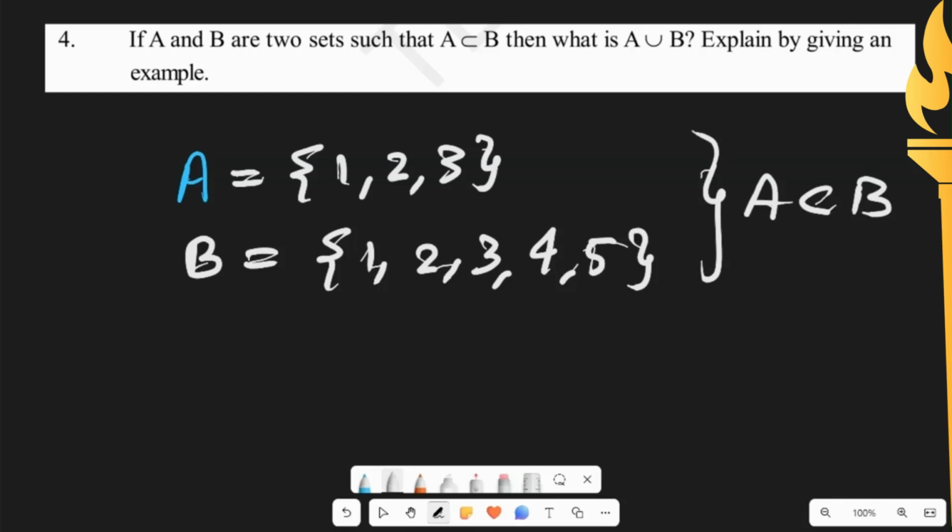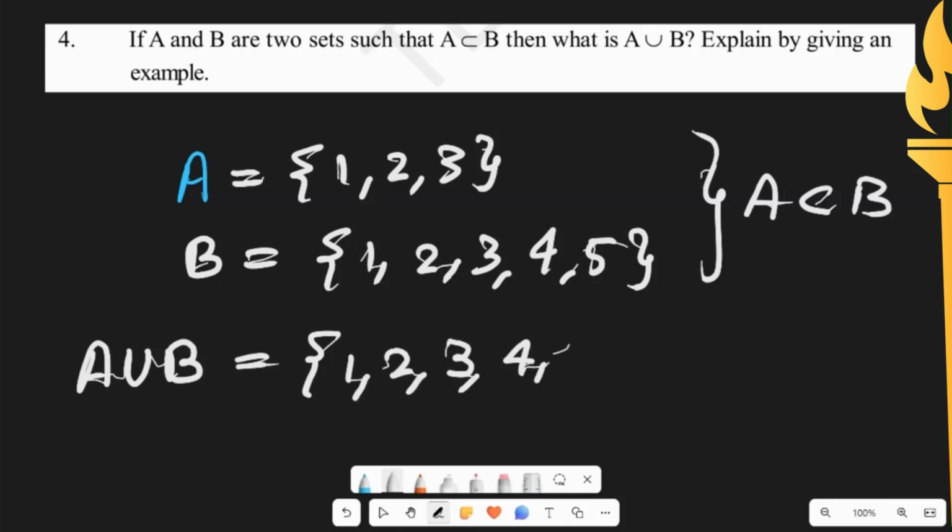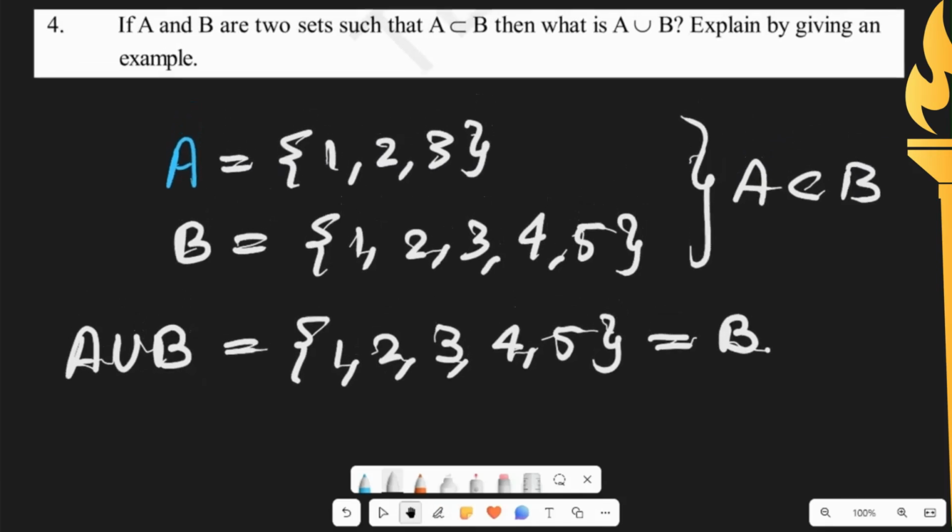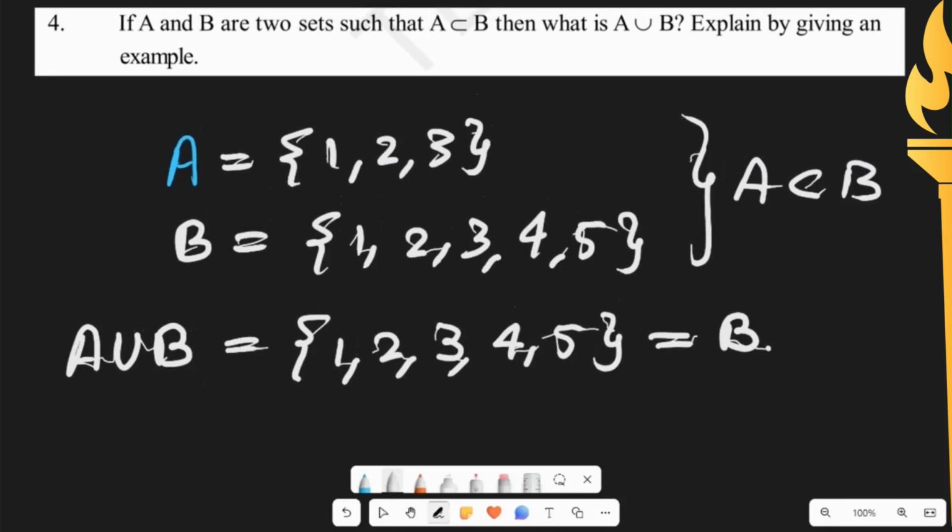So now they told us to find what is a union b. So union means we have to write all the elements each one time. So we would get 1, 2, 3, 4, and 5, which actually is b. So if A is a subset of B, then A union B will be equal to B.